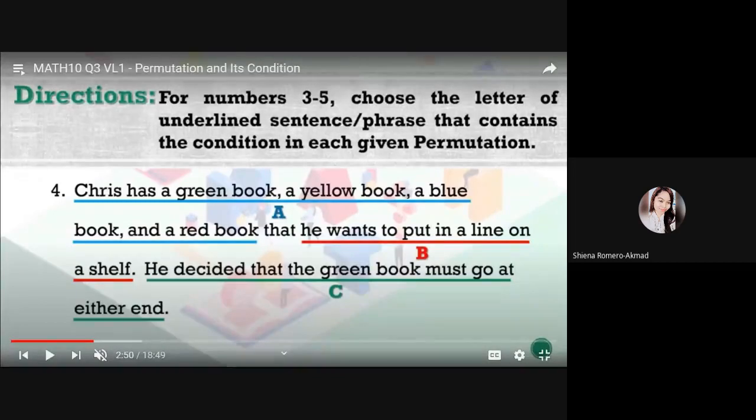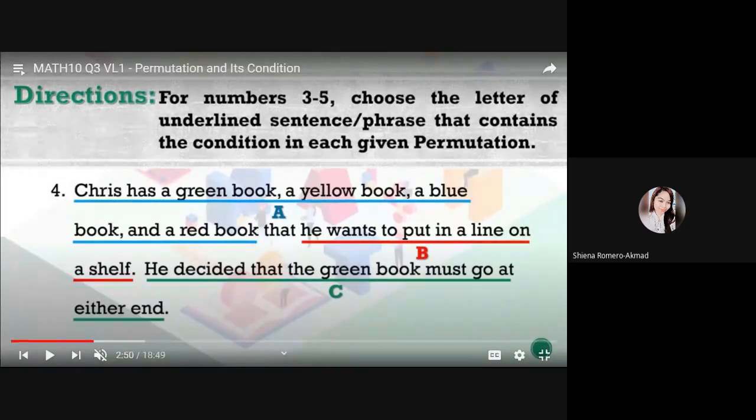Yes? Nicole? Feeling ko C pa din po kasi kanina po binanggit din po yung word na must. Ibig sabihin obligated po na gawin yung action. Yes. One of the clue words there in number 3 is the word must. So same with number 4.